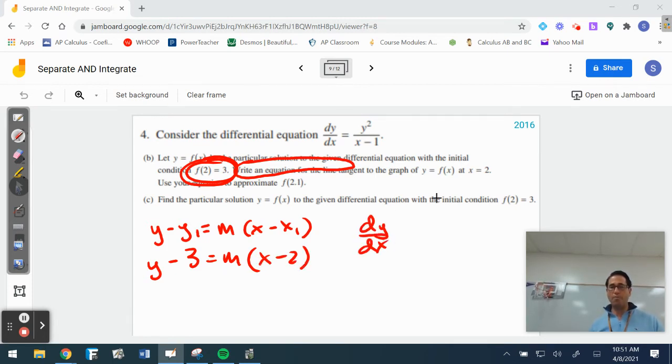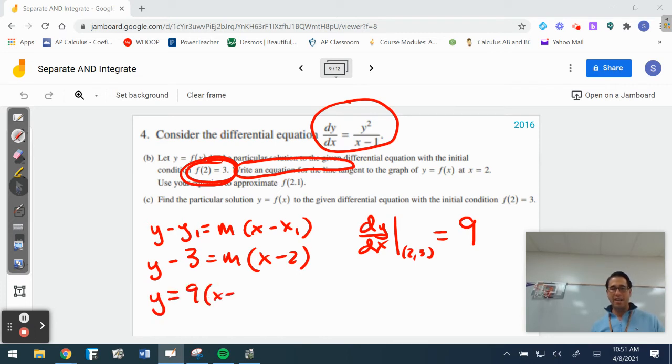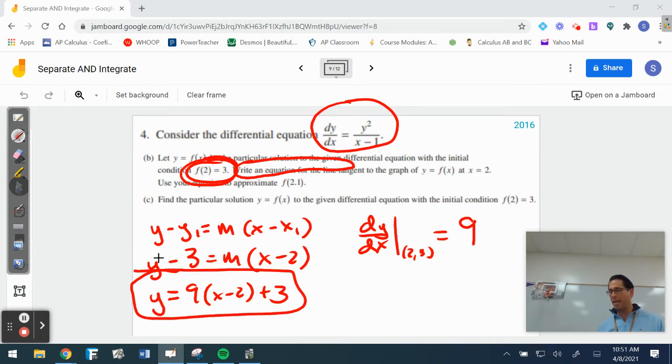How do I find m? Well, m means derivative at 2 comma 3. So I come back here with 2 comma 3, and if I do it all correctly, I get 9 over 1, or 9, and so I get my equation to be y equals 9 times x minus 2 plus 3. There's your equation of your tangent line. Now this was only worth 2 points, so you got 1 point for doing that, and then they always want you to approximate. So let's approximate, and this is always non-calculator.